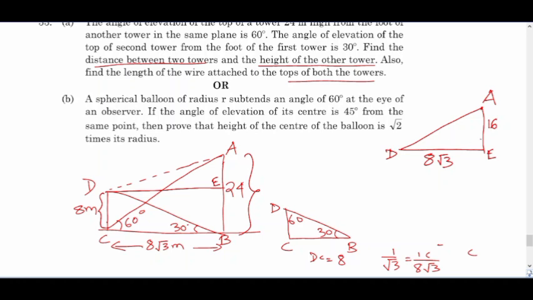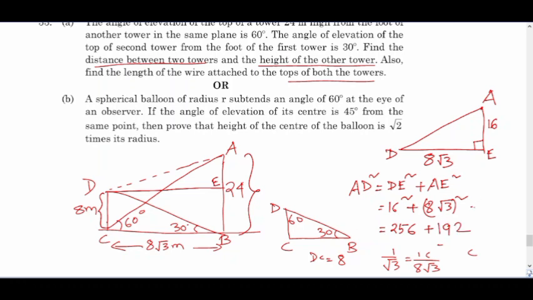So now this is a right angle triangle, so by Pythagoras theorem, AD square equal to DE square plus AE square, that is 16 square plus 8 root 3 whole square. This is 256 plus 64 into 3, that means 64 into 3 is 192. So 256 plus 192 is 448.